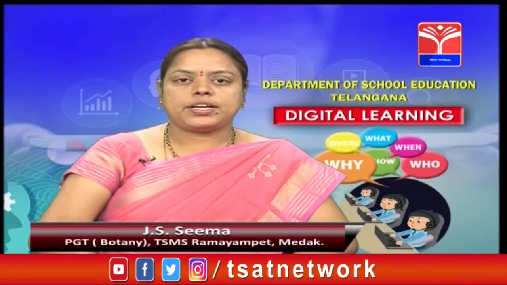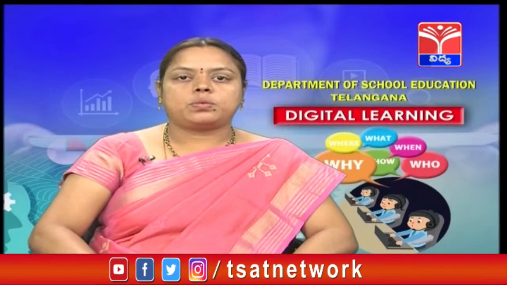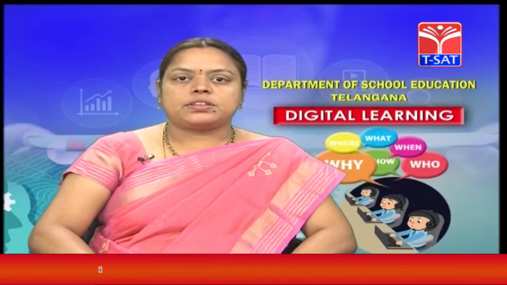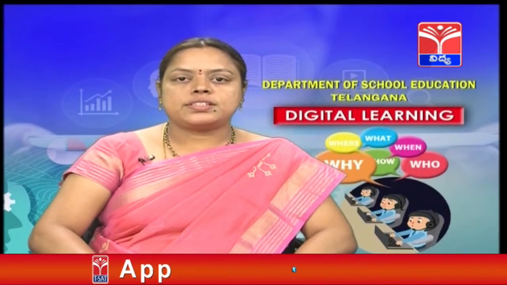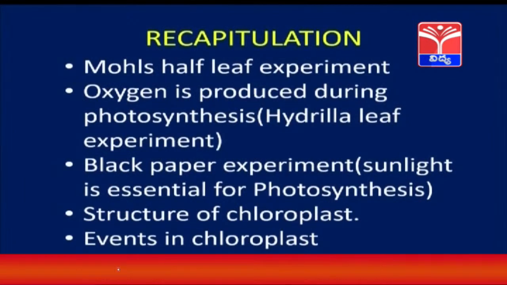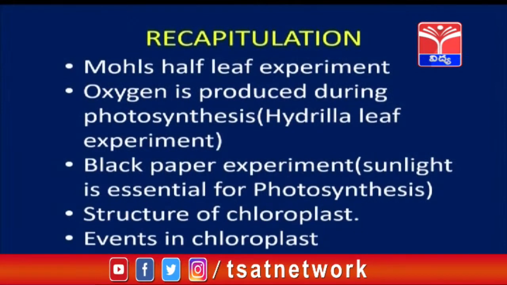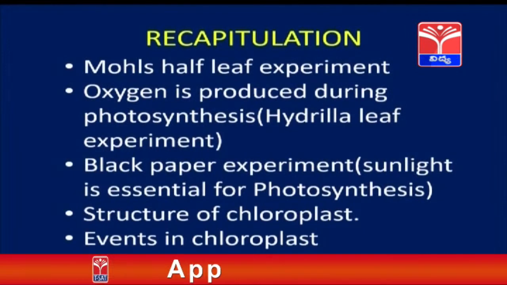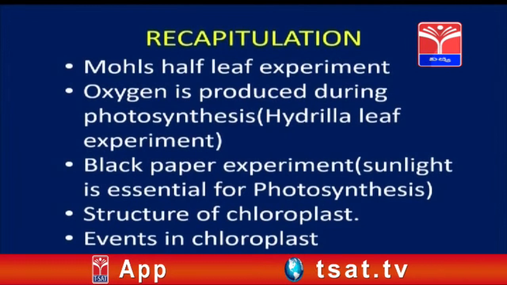Let us recapitulate the topic which we covered the last session. We have discussed Mohl's half-leaf experiment. In Mohl's half-leaf experiment we discussed the essentiality of carbon dioxide in photosynthesis. Oxygen is produced during photosynthesis by the Hydrilla leaf experiment. Black paper experiment, sunlight is essential for photosynthesis. Structure of chloroplast, events in the chloroplast.